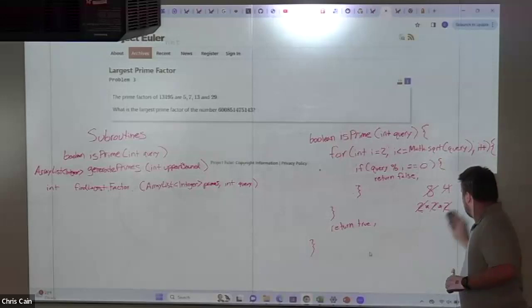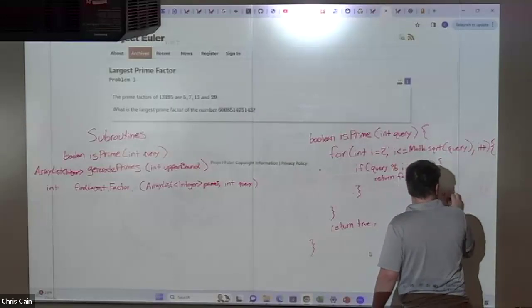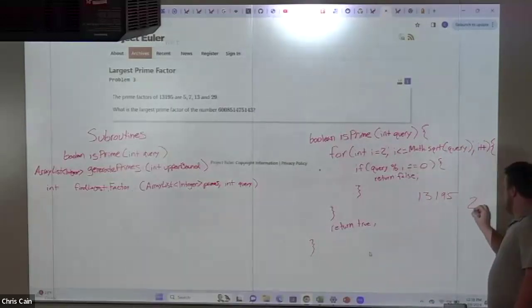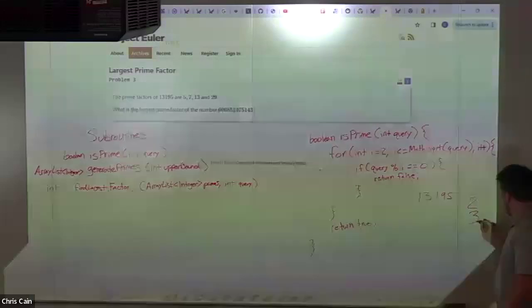So seeing what that would look like with a number like 13,195, you're going to check, does 2 go into 13,195? No, this is even, this is odd, it doesn't go in. There are no factors of 2 in this number. Generate the next prime. Does 3 go into 13,195? It does not. You can verify that this does not actually go in. So we're going to generate the next prime.